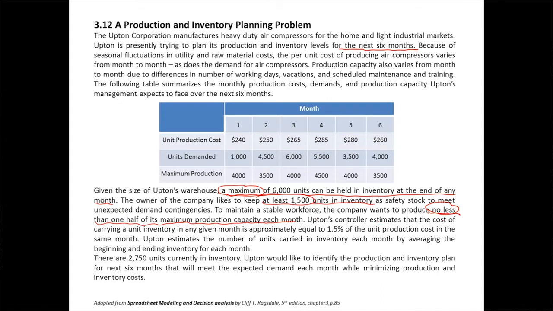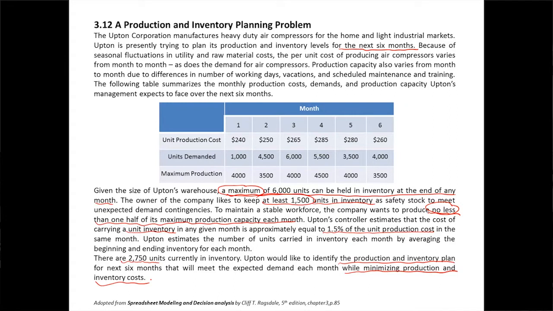Upton's controller estimates that the cost of carrying a unit inventory in any given month is approximately equal to 1.5% of the unit production cost. So that's the inventory cost. Upton estimates the number of units carried in inventory each month by averaging the beginning and ending inventory for each month. So that's telling us how to calculate the average inventory, and then the inventory cost. There are 2,750 units currently in the inventory, and they want to identify the production and inventory plan for the next 6 months that will meet the expected demand each month while minimizing production and inventory cost.